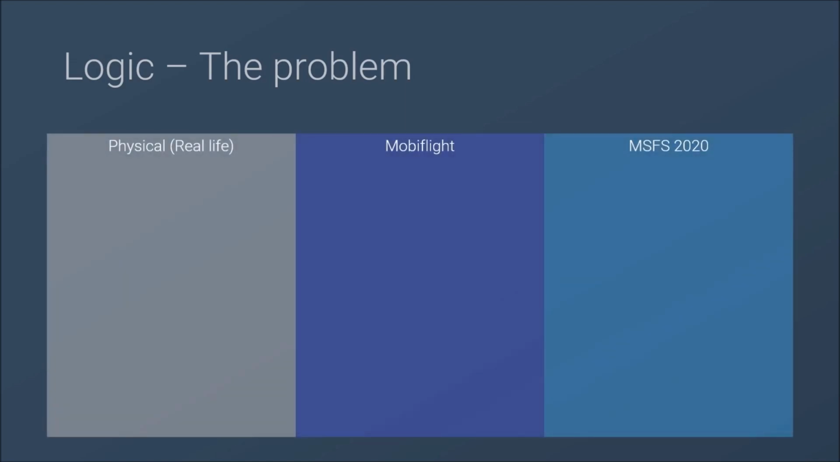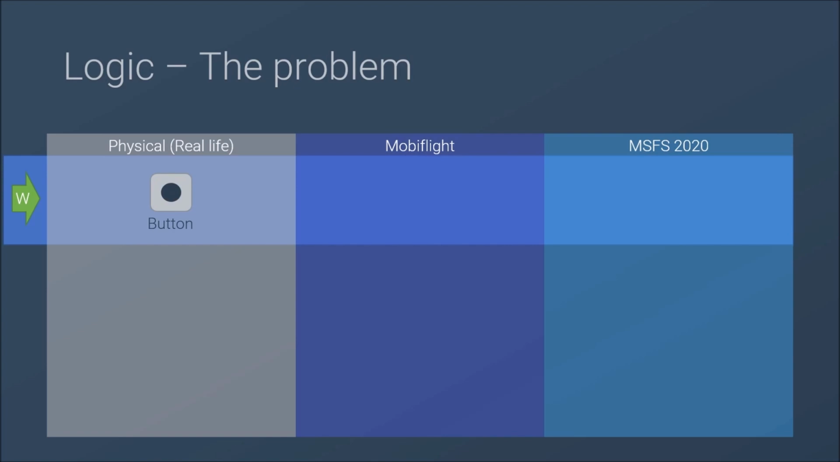Based on our situation, I have divided that into 3 different sections: the physical, real-life section, so with your physical button, the MobiFlight section, and the Microsoft Flight Simulator 2020 section. So whenever we are in one of these sections, something is happening inside this section. So on the right side, when we want to toggle or change something inside the simulator from outside, this will go something like this.